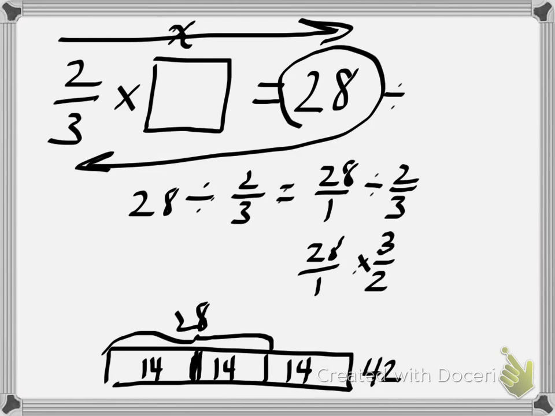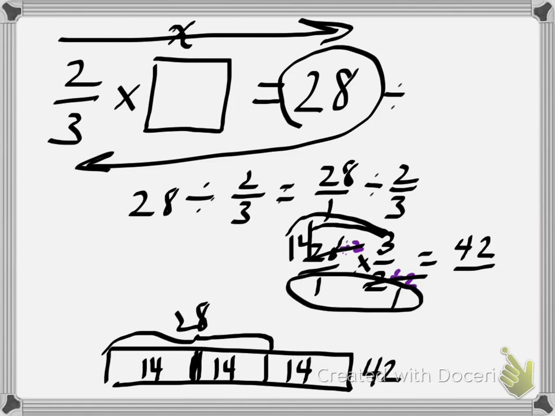And we can see that 28 and 2/3, 2 are both divisible by 2. 2 divided by 2 is 1. 28 divided by 2 is 14. So we do 14 times 3. So 3 times 10 is 30. 3 times 4 is 12. That gives us 42. Denominator times denominator is 1. So our answer is 42.